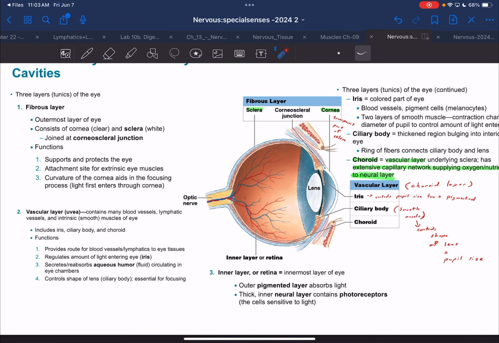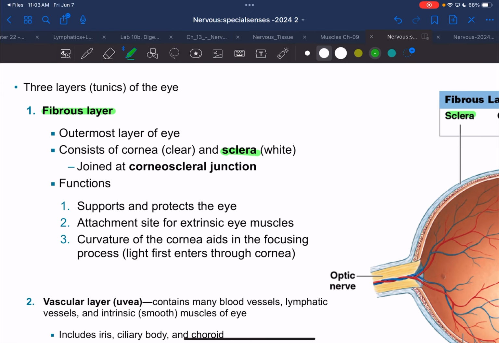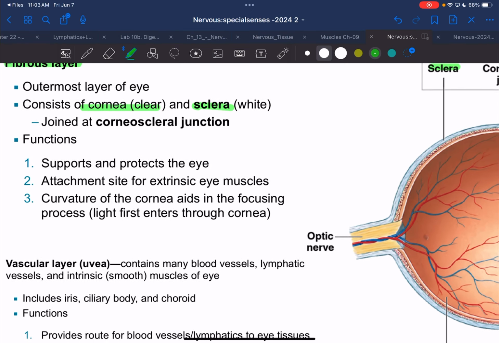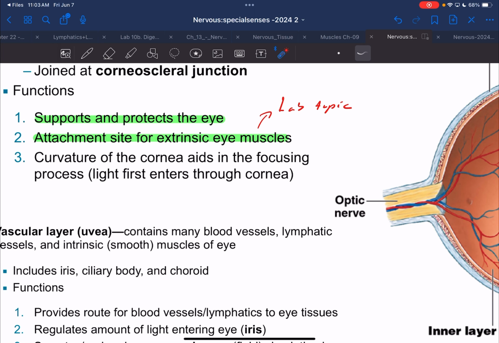And now, to finish up here, get our highlights: fibrous layer, sclera, cornea. The function of those is to surround and protect the eye. It's a site of attachment for the extrinsic muscles, which is a lab topic. Don't worry about it for lecture. We'll end there. And remember, if we can control the lens and the size of the pupil, you are technically able to focus light.